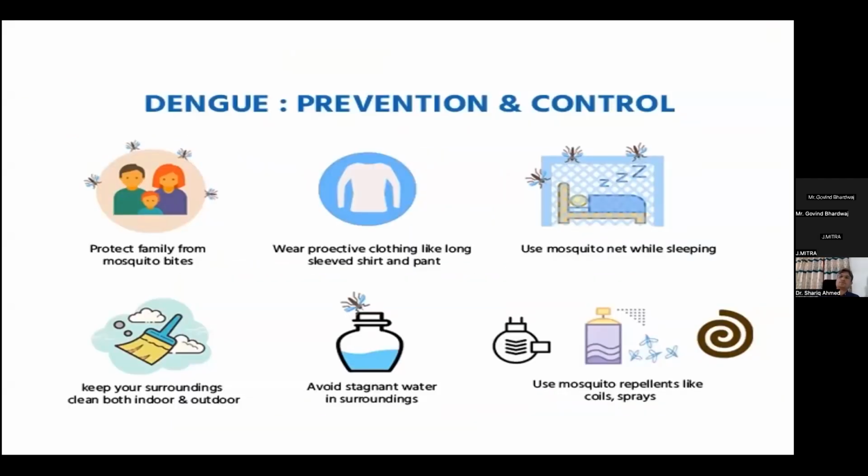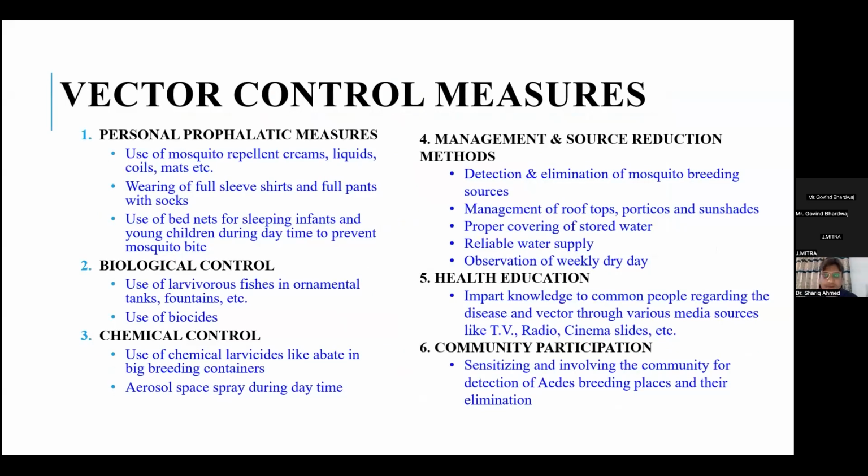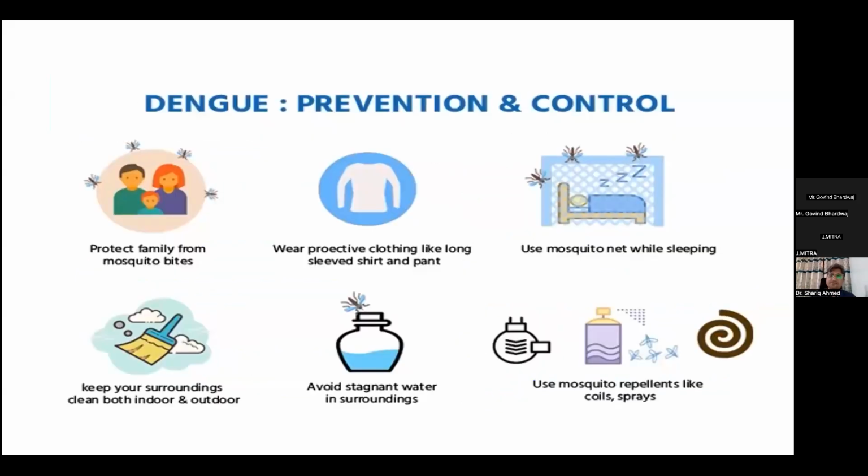Now, more than treating the dengue, it is better to prevent and control the dengue. So what are the basic requirements for controlling the dengue? The vector control measures we should utilize. Firstly, we should protect our families from the mosquito bite, wear protective clothing, use mosquito repellents, and keep the surroundings clean, avoiding the stagnant waters.